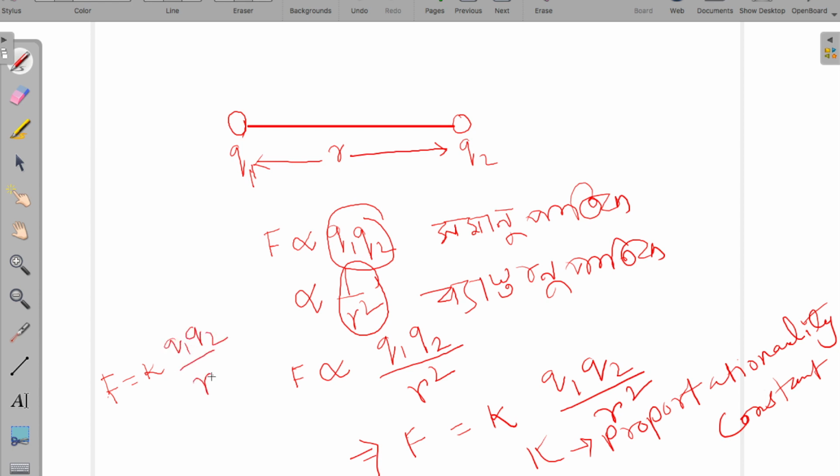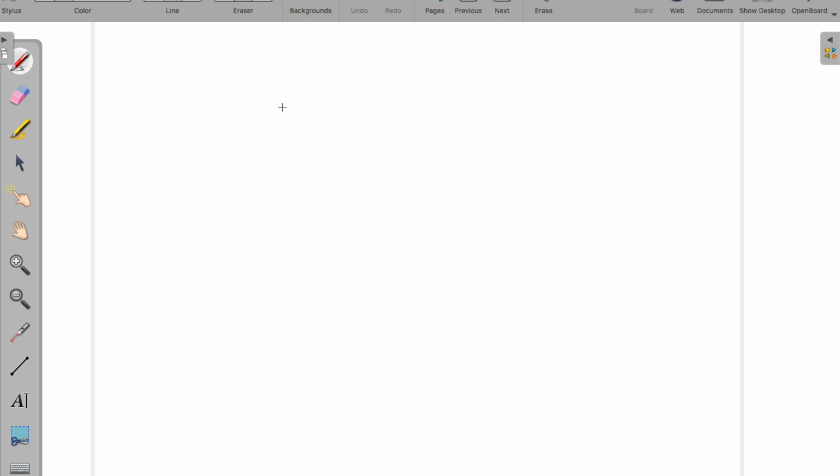F is equal to k q1 q2 by r square. Very simple, right? Okay, so the next point is if we write Coulomb's law in vector form.